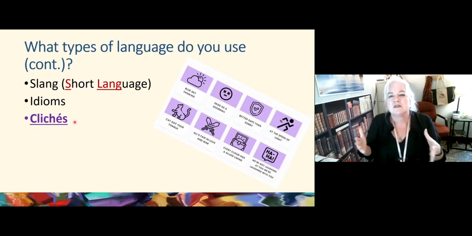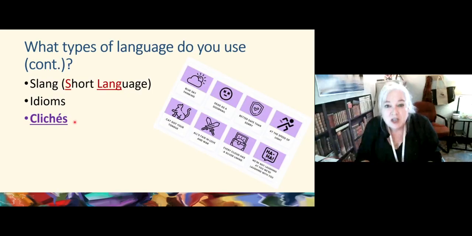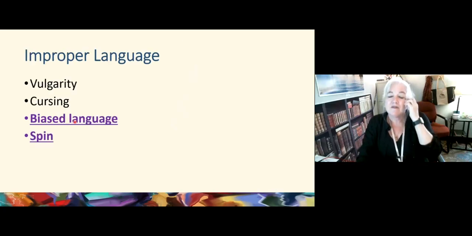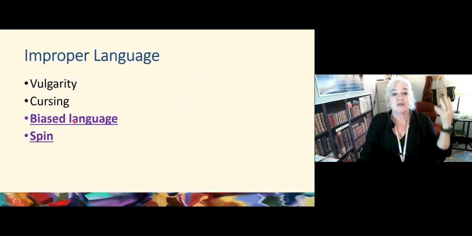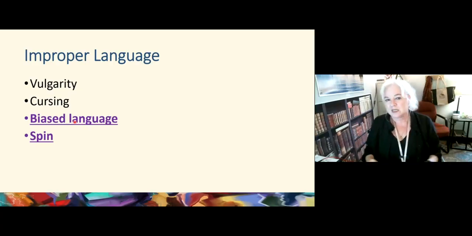How many phrases have you heard that you were tired of hearing? They've become cliche. Everybody says it. It doesn't have meaning anymore. And then we have improper language, which of course is vulgarity and cursing. Vulgarity is language that's offensive, lacks good taste. Cursing, you already know what that is.